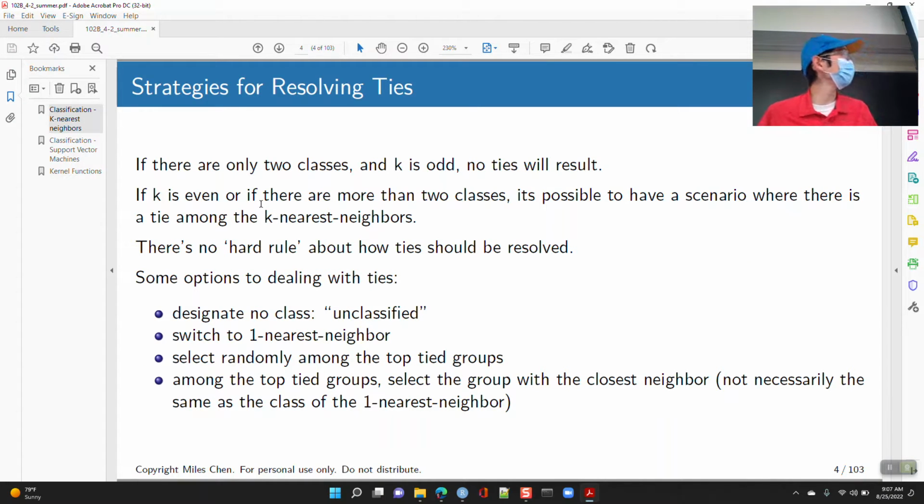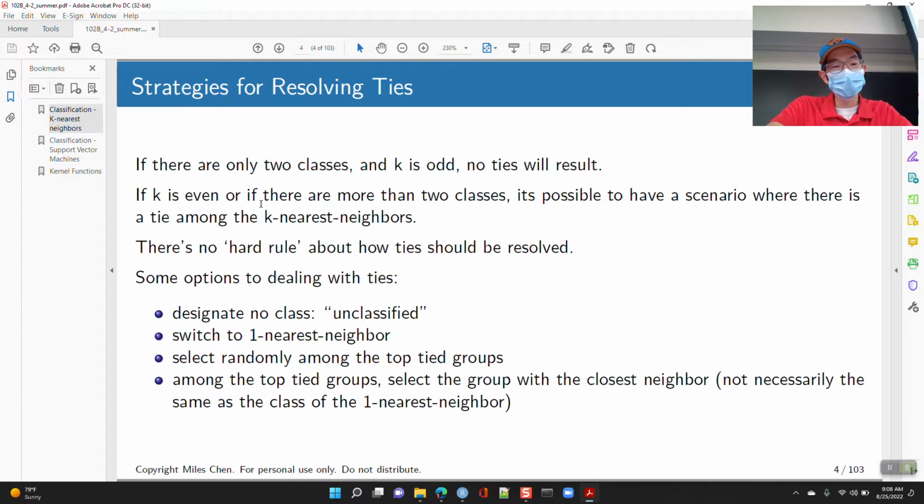How do we deal with ties? Okay. Well, one is we try to avoid ties in the first place. If there's only 2 possible classes, then as long as you pick an odd value for k, there will be no ties. The only exception to this would be if you have 2 points that are the exact same distance from your test case. Depending on the data, it is possible to have two points in your data set that are the exact same distance from the test case. It won't happen if you have continuous variables, but if you have discrete variables, it could happen.